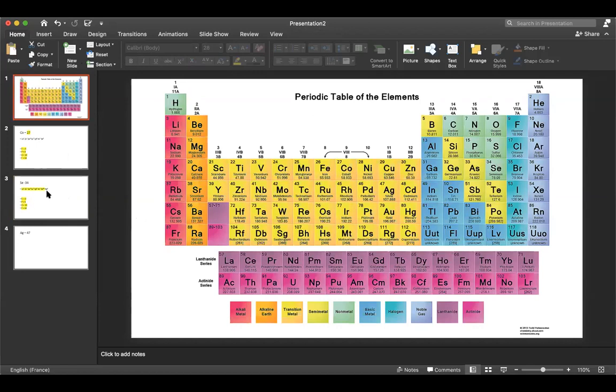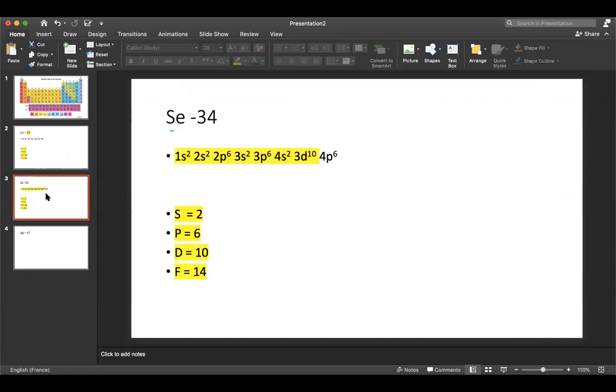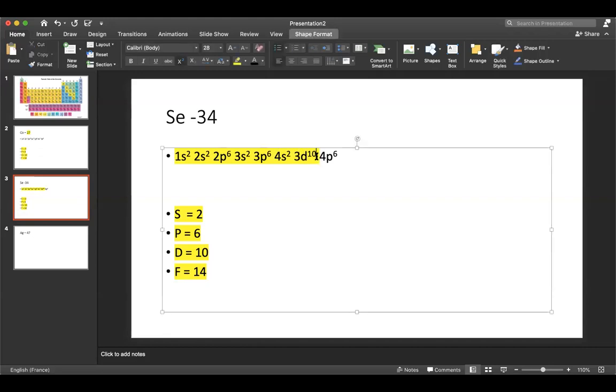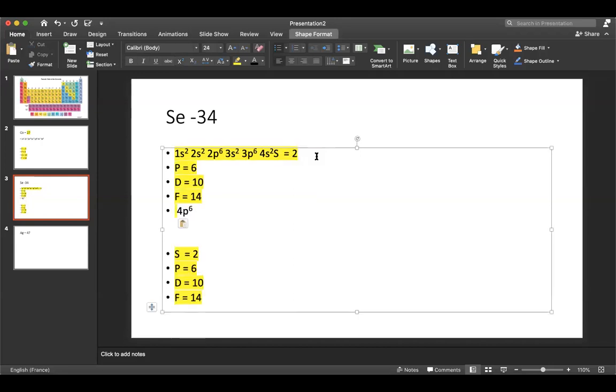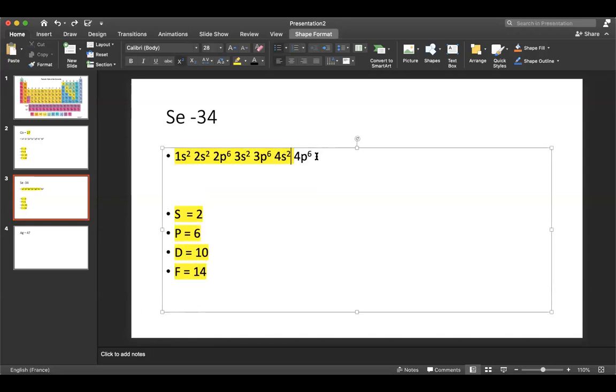So whenever you have a 3d occupied by 10 electrons, whenever you reach here, just know that it's already 30. When you reach 3d, just know 20 plus 10. When you reach 4s2, just know that there's already 20 you've covered. You continue counting, and that's something you guys can follow through.